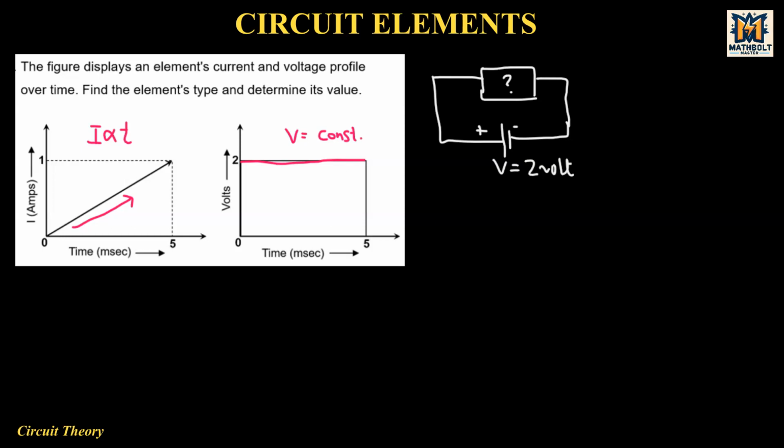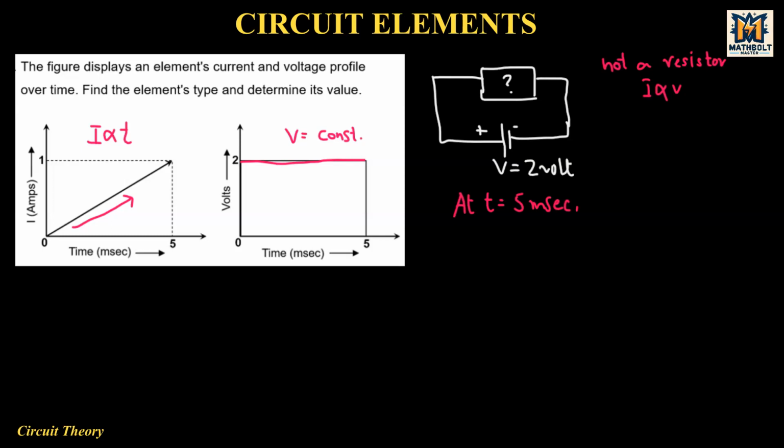Clearly, I and V are not directly proportional. So this element cannot be a resistor, because in the case of a resistor, I must be proportional to V, which is not happening here. So this element cannot be a resistor and is rejected. Maybe it is a capacitor. Let us look at the voltage profile at t equals 5 milliseconds.